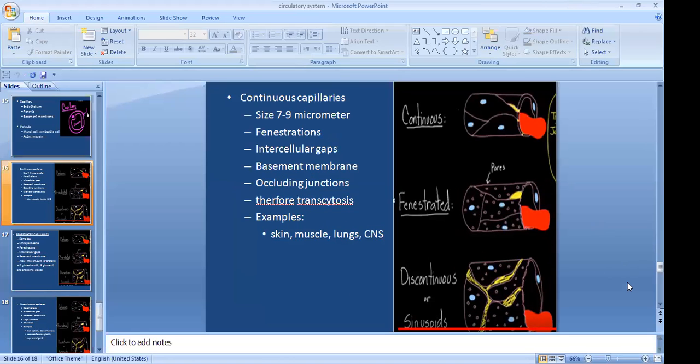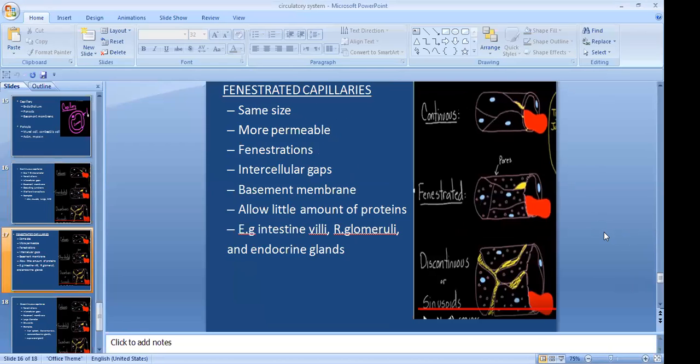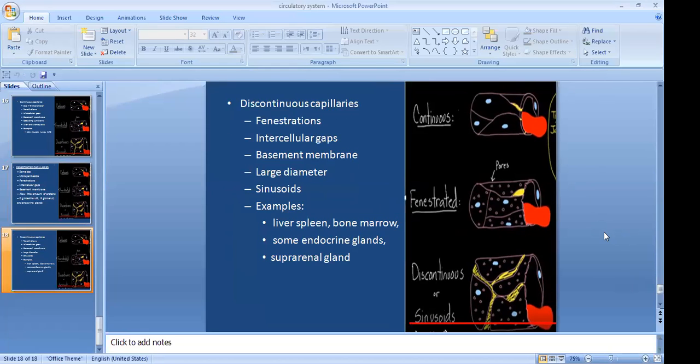Now, as we know, the discontinuous capillaries have a large diameter. Because their diameter is large, they are called sinusoids. We will discuss it later on in the histology of liver and spleen: the discontinuous capillaries are called sinusoids. So this was all about the histology of the vessels. If you have any questions, just let me know.